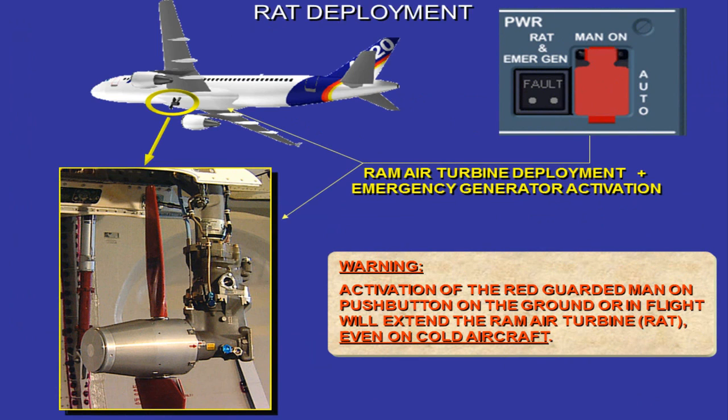The RAT will extend automatically to pressurize the blue hydraulic system, which powers the emergency generator, if the aircraft speed is sufficient and AC bus 1 and 2 are no longer supplied. Caution: the RAT will extend also if the red guarded manual on push button is pressed, even if the aircraft is not electrically supplied. Cold aircraft.